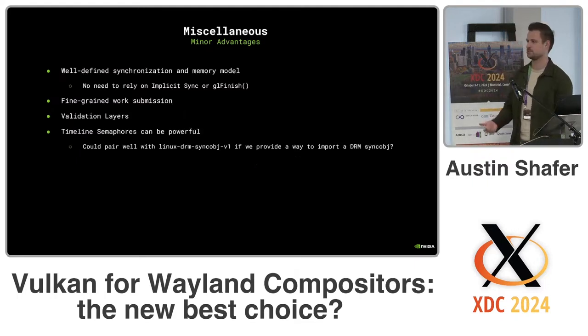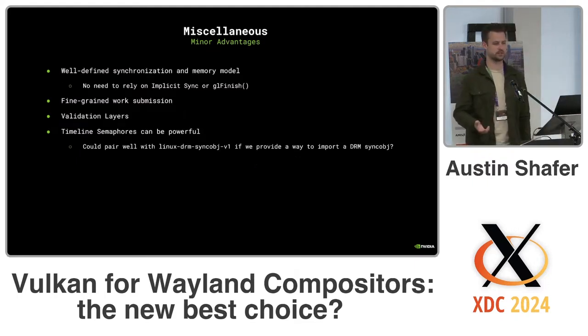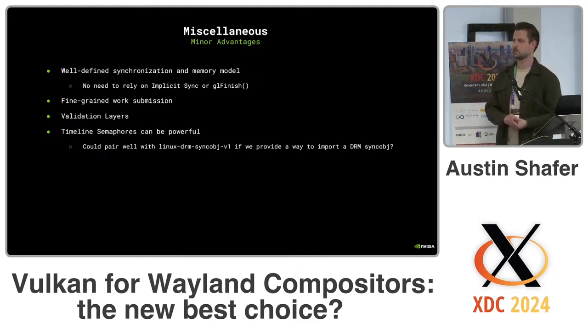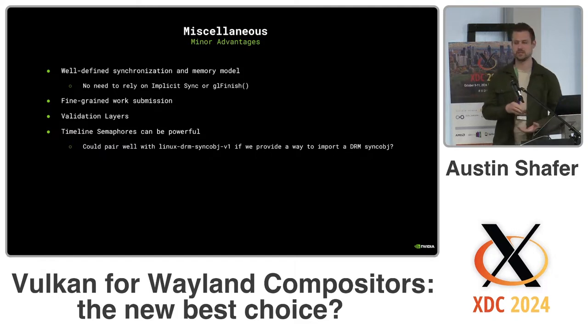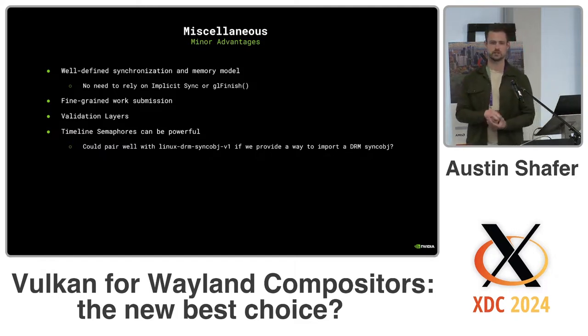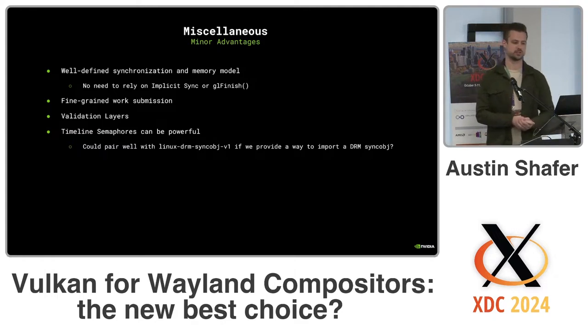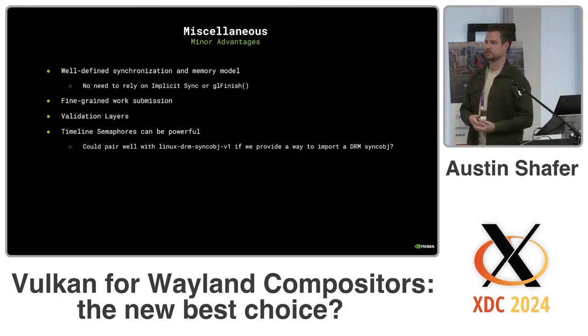And lastly, just some miscellaneous points. I don't think these really move the needle, but I think that they're interesting to mention nonetheless. Everything in Vulkan is extremely explicit, including the synchronization and memory model. You can go look up the interactions for every little thing. The documentation is incredible and very specific, so that's also an advantage. This means that because it's explicit, you don't have to rely on implicit sync for synchronizing presentation operations and such. And on vendors that don't support it, you don't have to use a GL finish all over the place, hurting performance.